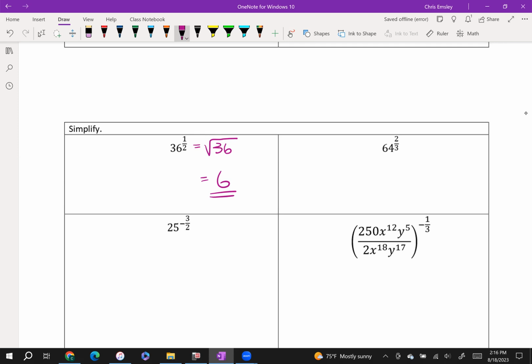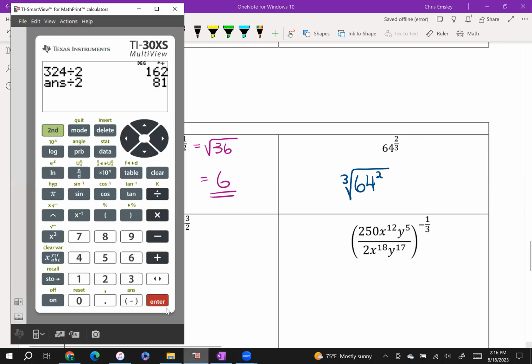Again, 64 to the 2/3, maybe not real straightforward to think about when you have it written like that, but we know now that this is equivalent to the cube root of 64 squared. Now you can do the cube root first or the squared first. It doesn't matter. Either way, your calculator can do that for you.